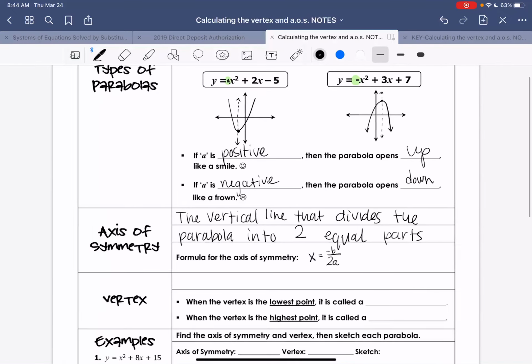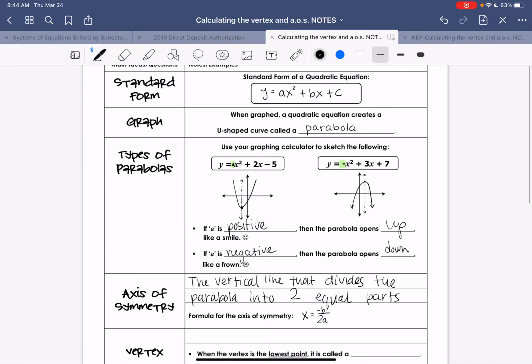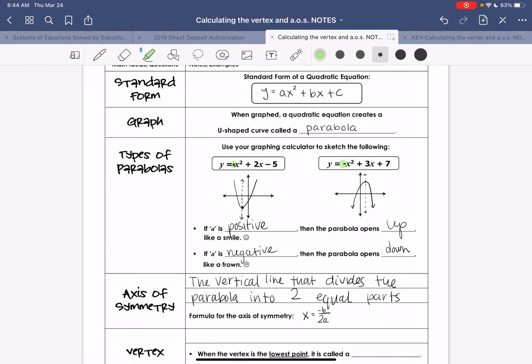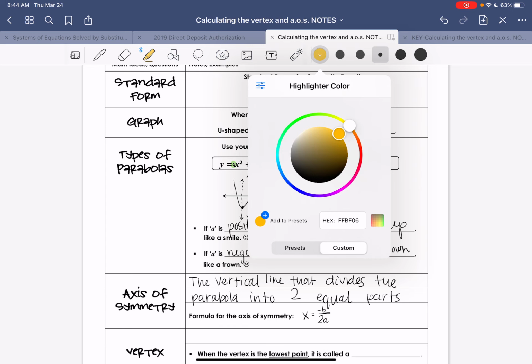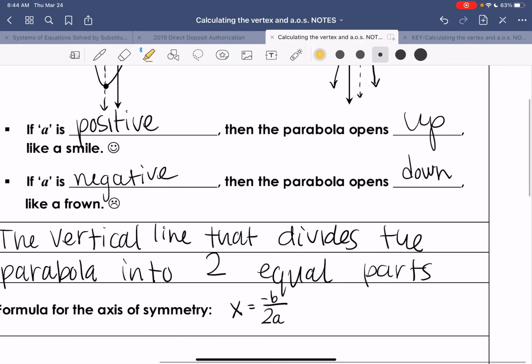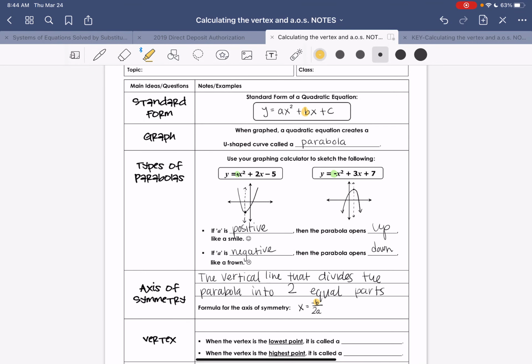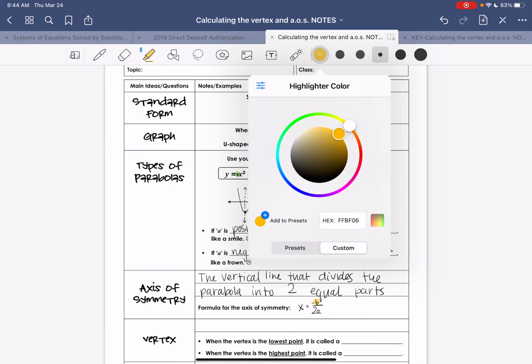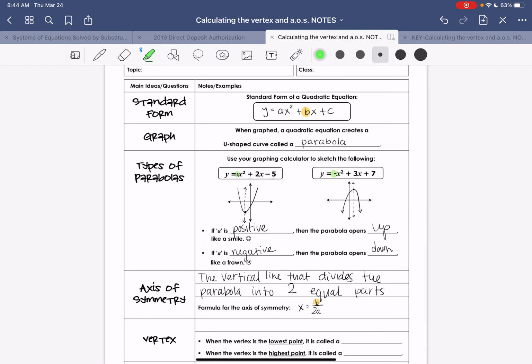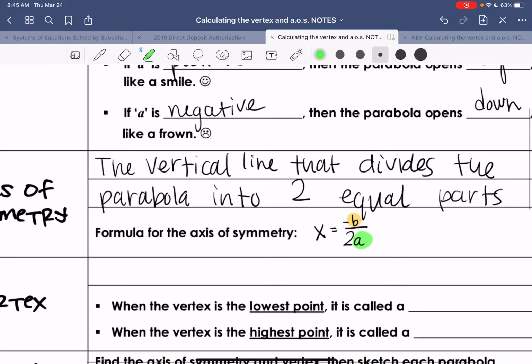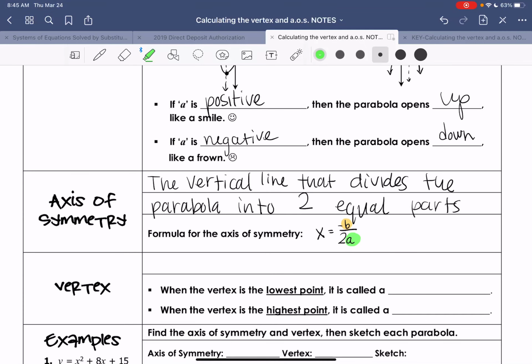So remember just where we're getting these from. I'm going to do some highlighting here. So if I have my b, remember that's coming from our formula, and my a is down here, and my a is up here. So that's where I'm finding these letters inside of this formula. Negative b over 2a.